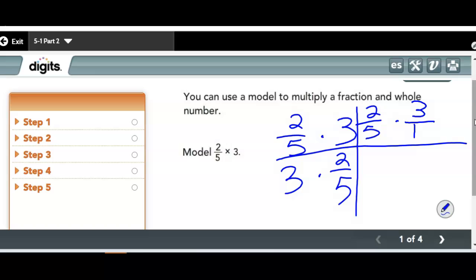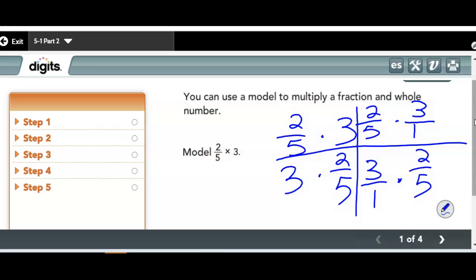Okay? So you did it this way. How do we write 3 as a fraction? Eliana. Yeah, 3 over, that's exactly how you say it. 3 times 2/5.